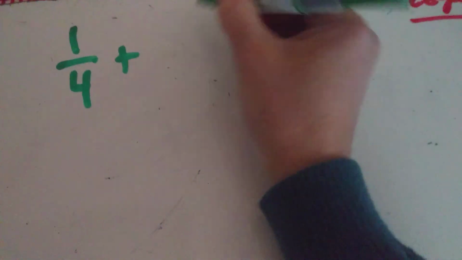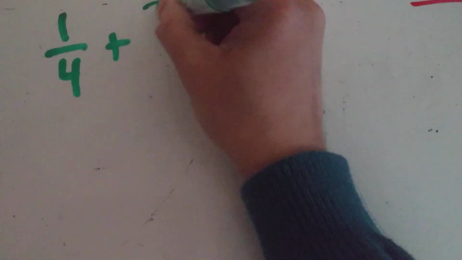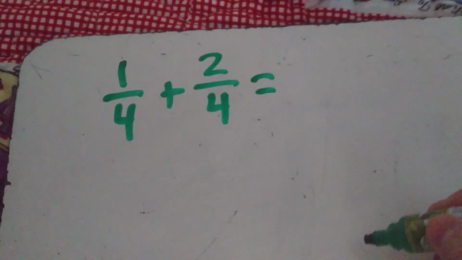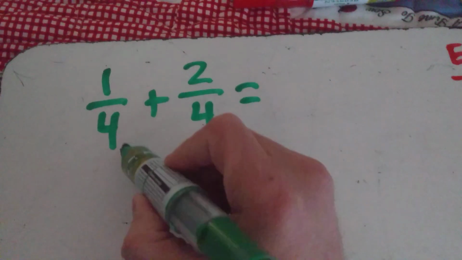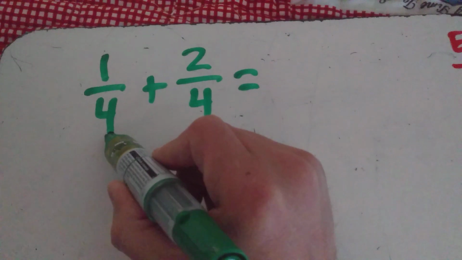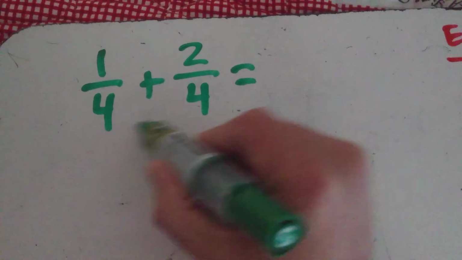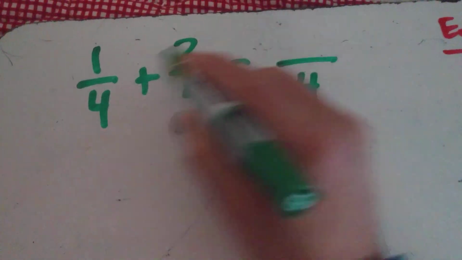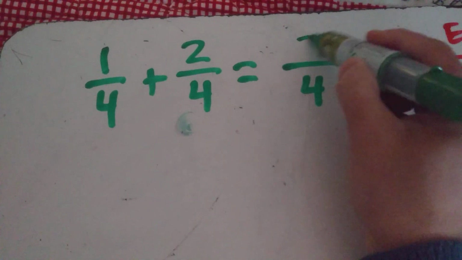1/4 plus 2/4 equals. Now we could do the numbers, and based on what we did before, we saw that the like denominators, here we have 4, is the same. We could just solve it like this. 1 plus 2 equals 3.